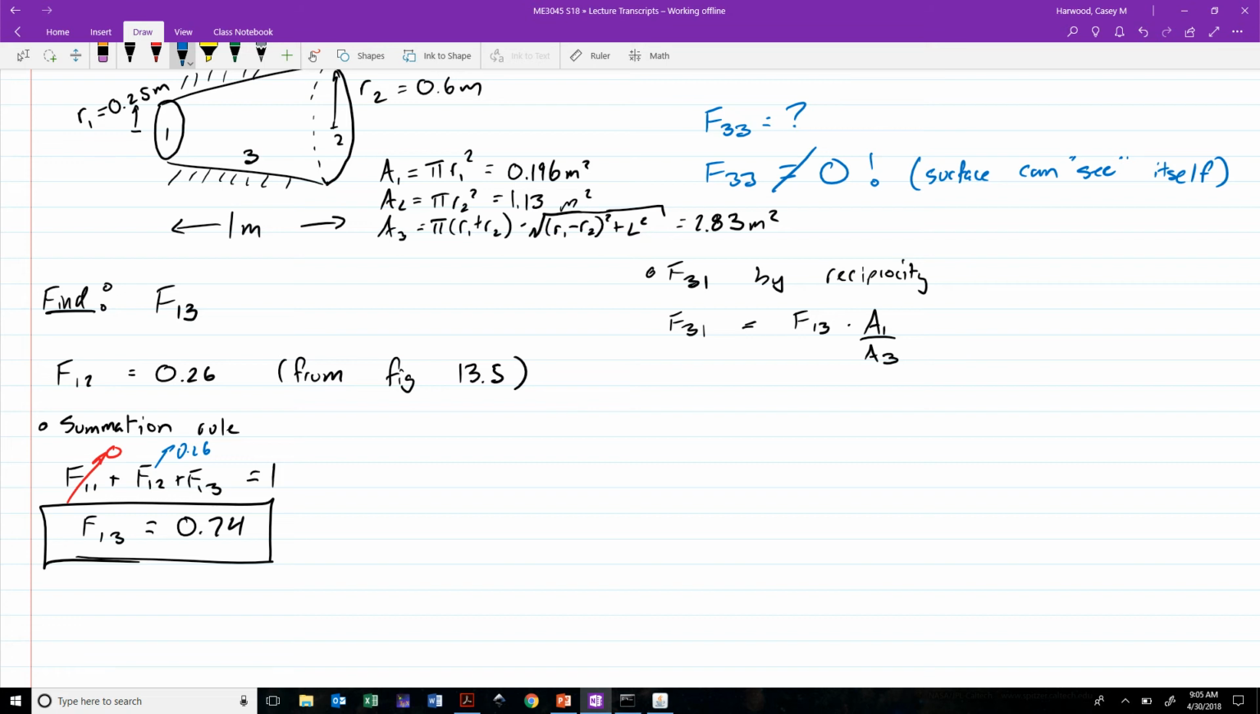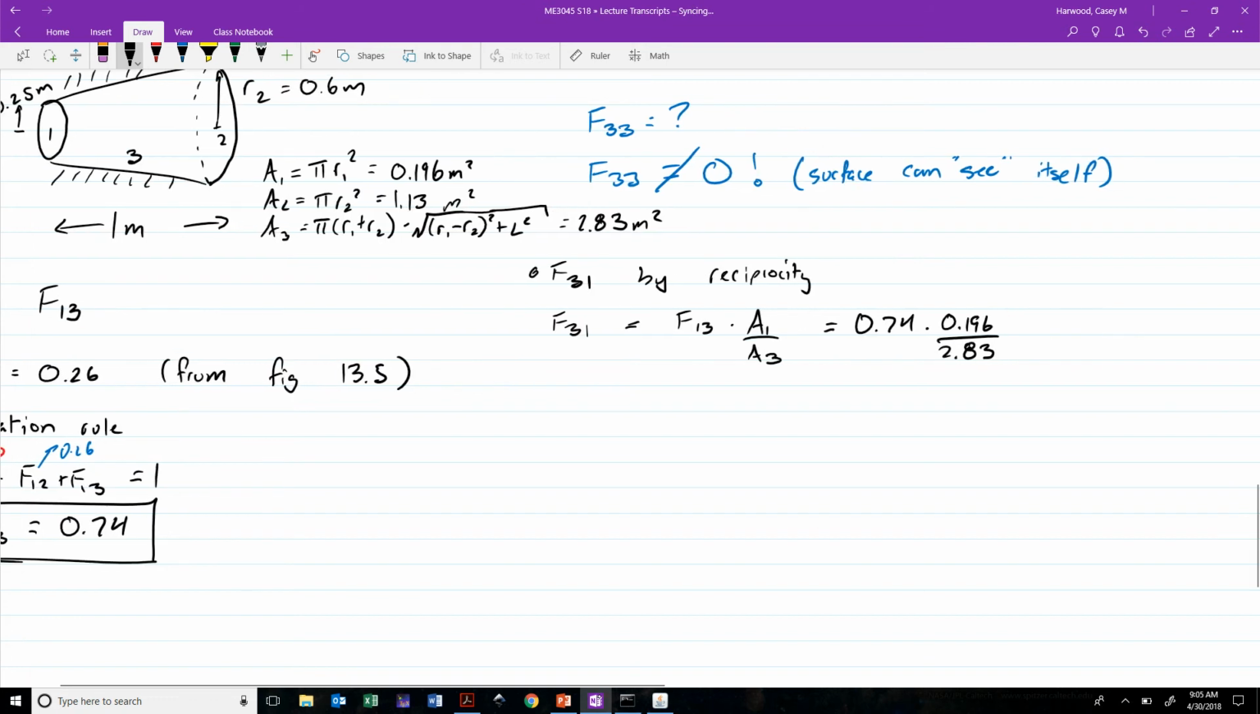Go ahead and assume that we know those. So if we know A1 and A3, we've got F13 right here. We can find F31 pretty trivially. It should be 0.74 times 0.196 over 2.83, in both cases meters squared, and this should work out to a value of 0.052.